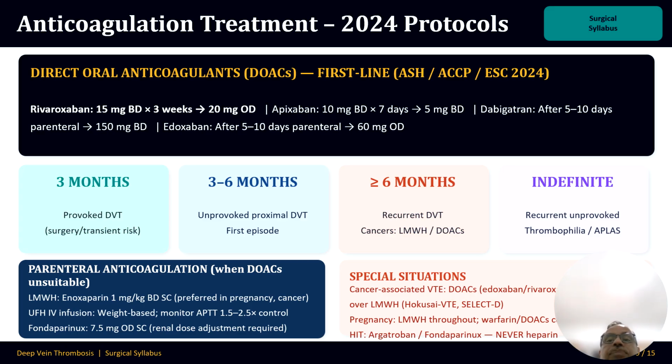In pregnancy, low molecular weight heparin should be given throughout. Generally, warfarin or DOACs are not recommended. So this is one very special situation. Cancer associated venous thromboembolism, we generally use direct oral anticoagulants. They are preferred over low molecular weight heparins.